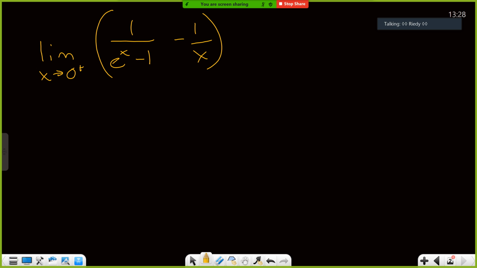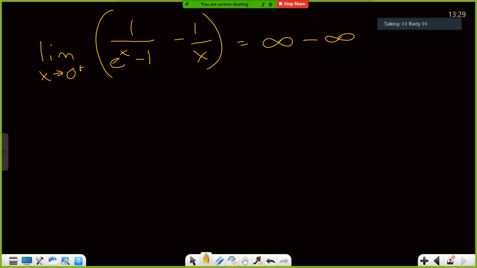I'm going to speed up the process a little bit here. If and when we plug and chug, we'd get infinity minus infinity. That's that. Indeterminate form, we could go through a similar argument. What's infinity minus infinity? Well, it could be 0, because anything minus itself is 0.